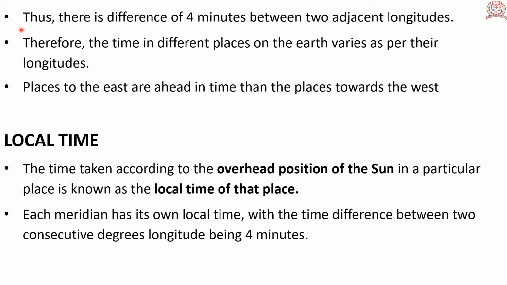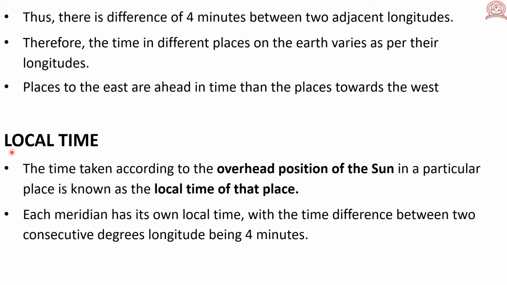Thus, there is a difference of 4 minutes between two adjacent longitudes. This means there is 4 minutes between the first longitude and the second longitude. Therefore, the time in different places on the earth varies as per their longitudes. Places to the east are ahead in time than the places towards the west.